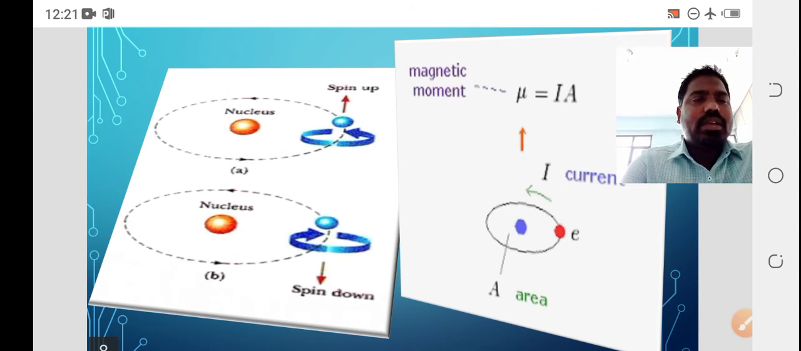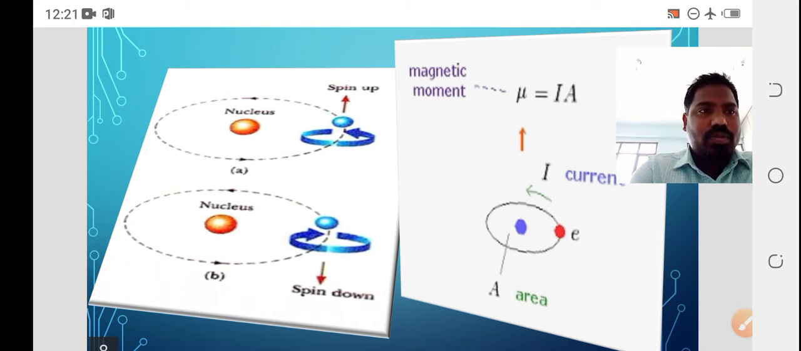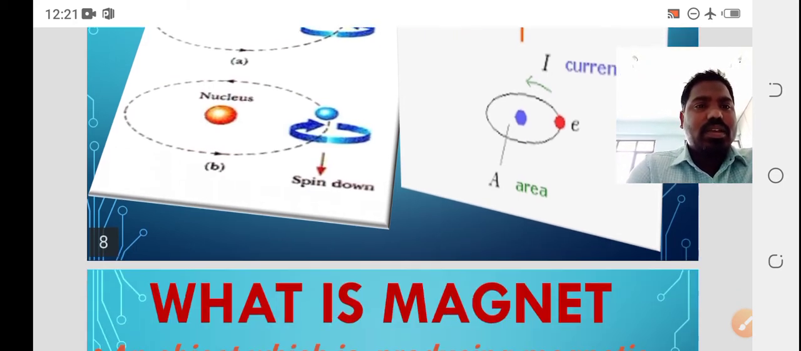Which is considered as IA, where I is current and A is area. So you can see the magnetic moment generated by an electron, which is represented by mu, and can be considered as IA.